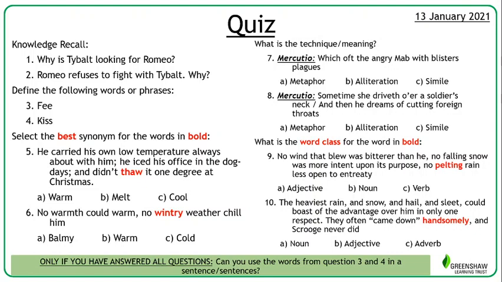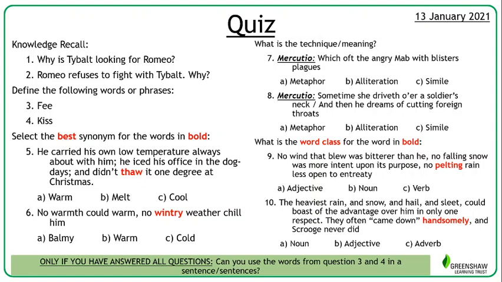Why is Tybalt looking for Romeo? After the Capulet party, Tybalt is roaming the streets looking for Romeo, and he bumps into Benvolio and Mercutio. Why is he looking for Romeo? Number 2, when Romeo does enter the scene, he refuses to fight with Tybalt. Why is it that he refuses to fight Tybalt?